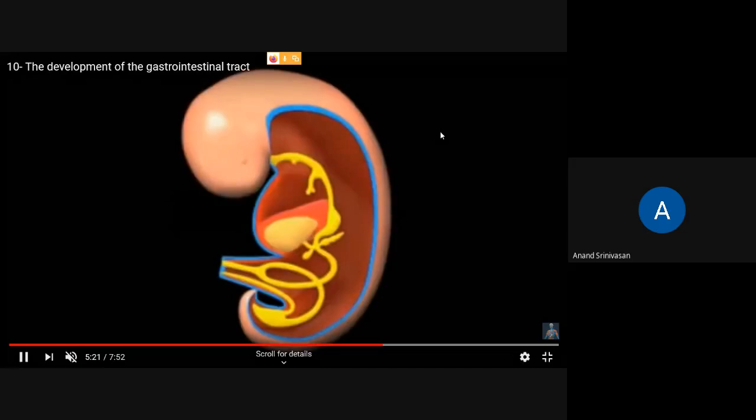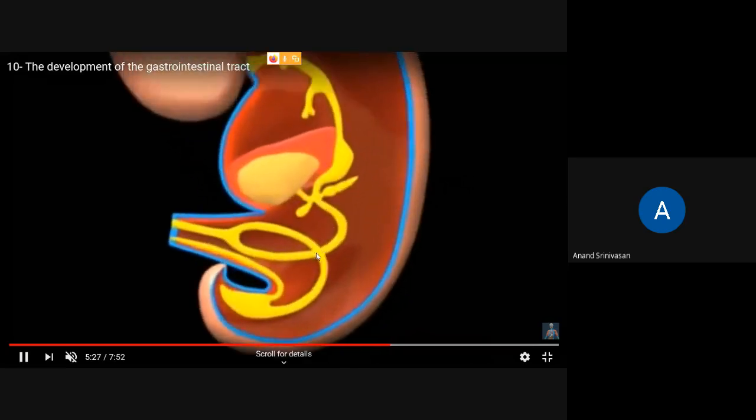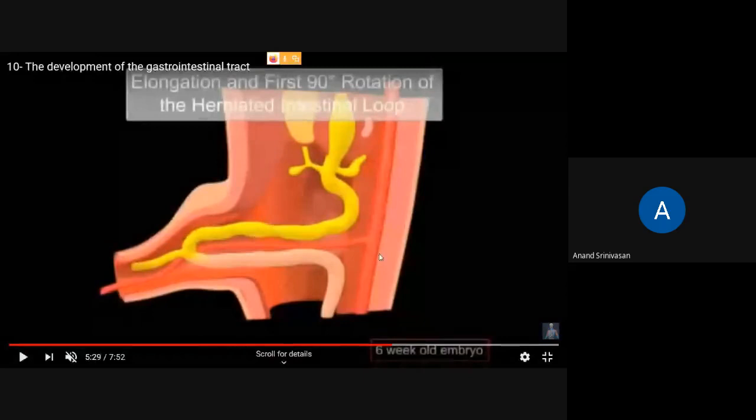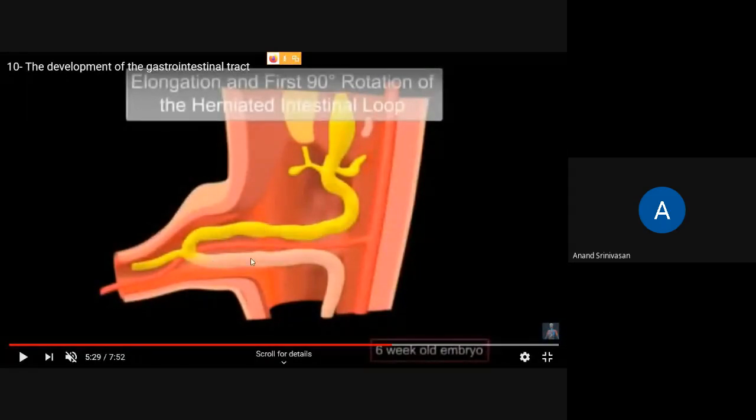So today we will be seeing the development of the midgut, only this portion. You know that the midgut is connected to the yolk sac through this vitellointestinal duct. And the midgut is supplied by the superior mesenteric artery.